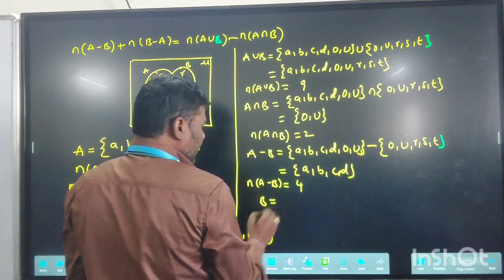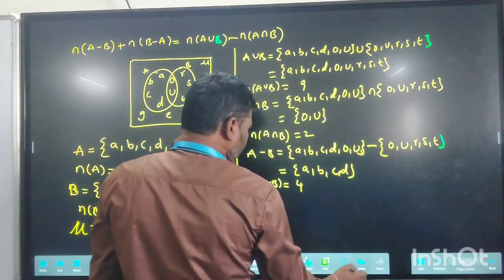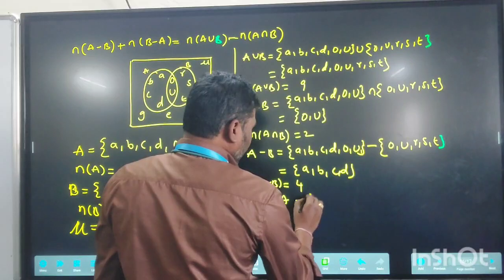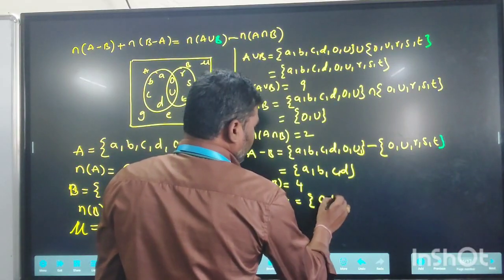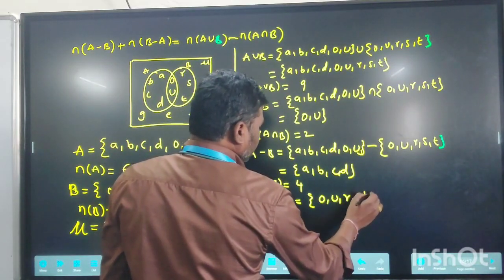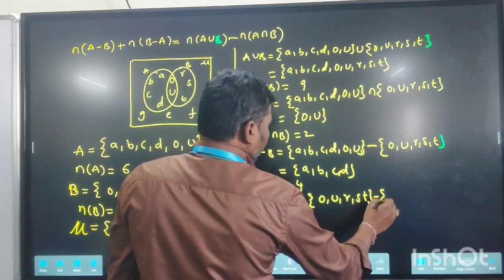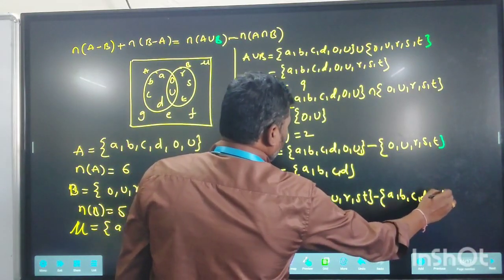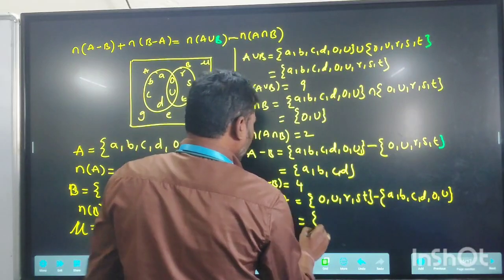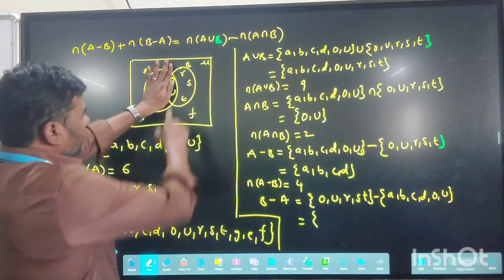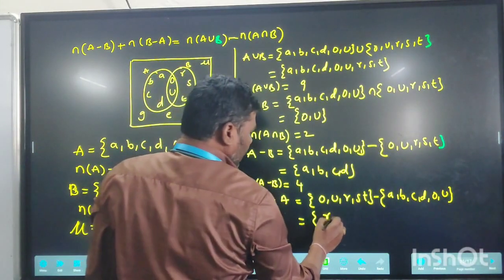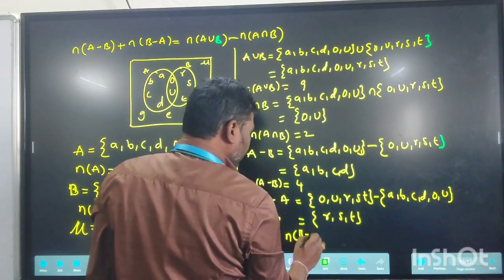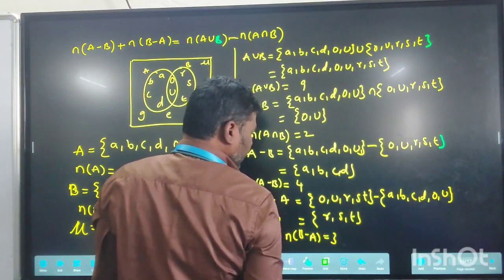Next, B minus A. B values write first: o, u, r, s, t, minus A values: a, b, c, d, o, u. So this is B minus A, this part, right? R, s, t. Number of B minus A equals 3.